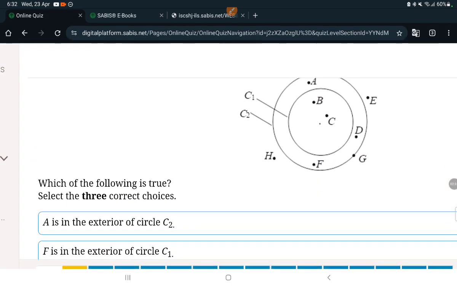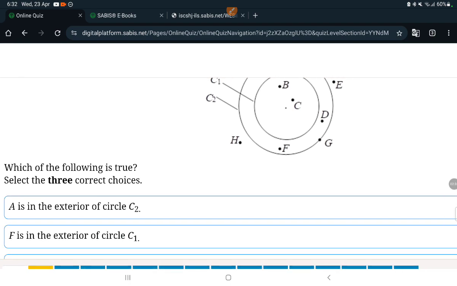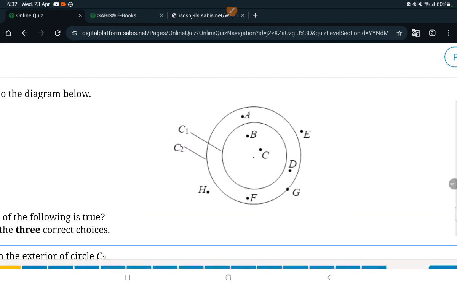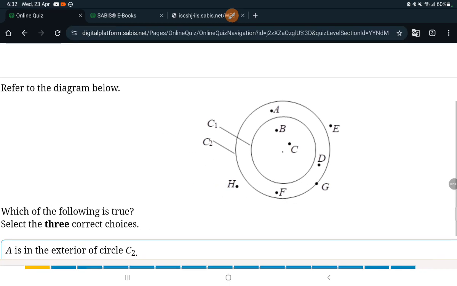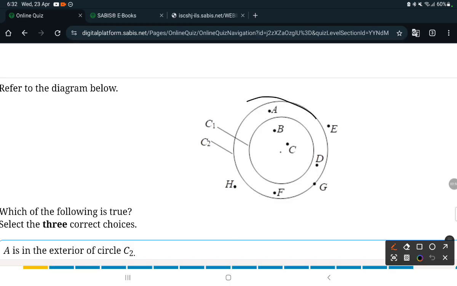Which of the following is true? A is in the exterior of circle C2. I think you all know what exterior and interior means. Interior means inside, exterior means outside. So A is in the exterior of circle C2. So this is circle C2. A is in the exterior? No, A is in the interior, because as you can see, it's inside circle C2. So this is wrong.